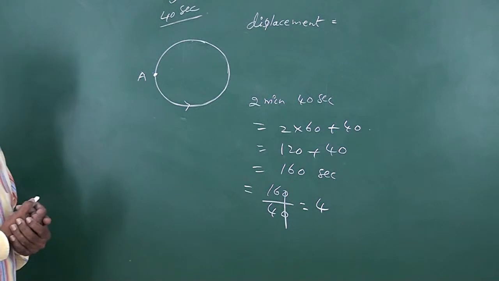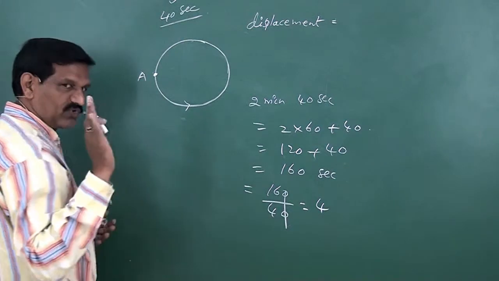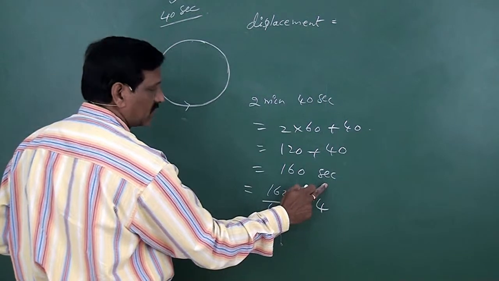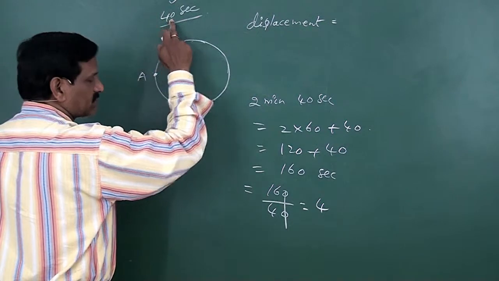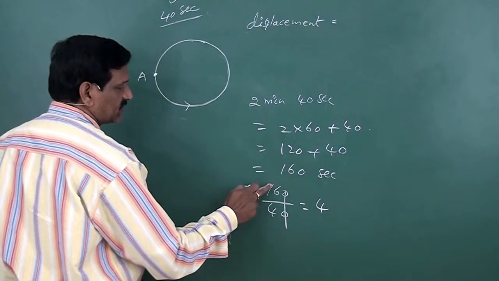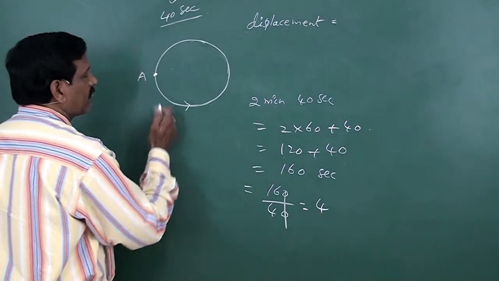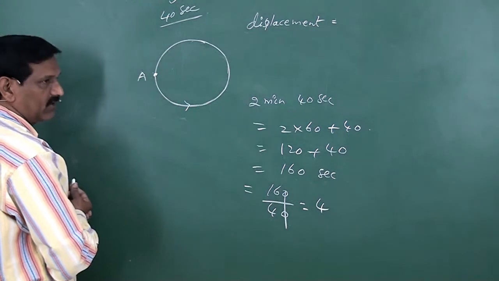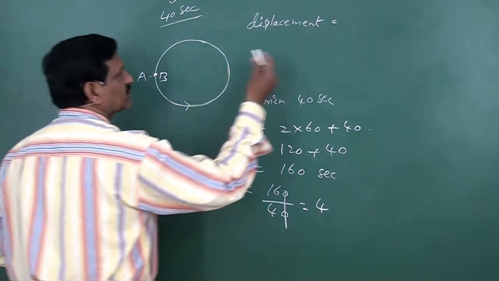Hence what is the displacement? The initial point is A, and he completes 4 rounds in 2 minutes 40 seconds, because 2 minutes 40 seconds means 160 seconds. For one complete circle, the time taken is 40 seconds. So in 160 seconds, what is the number of circles completed? 160 by 40, that is 4 rounds. So the player completes 4 rounds and reaches the same starting point A. Hence the starting point and final point are the same, so displacement is 0.